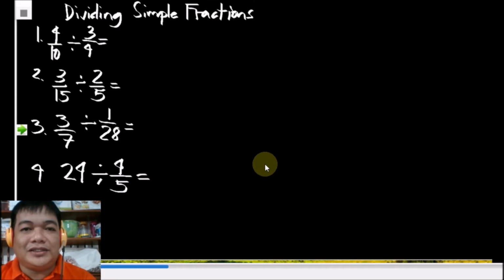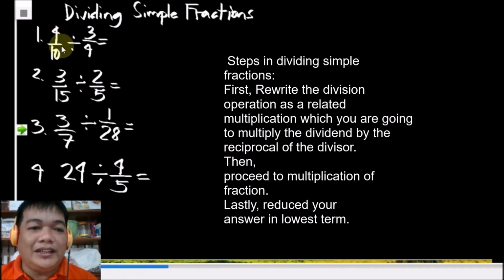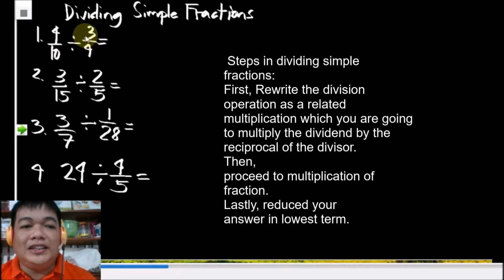Dividing simple fractions. In dividing simple fractions, there are the following steps to follow. First, you're going to rewrite the division operation as a related multiplication in which you multiply the dividend by the reciprocal of the divisor. When we say reciprocal, it is the multiplicative inverse of a fraction.